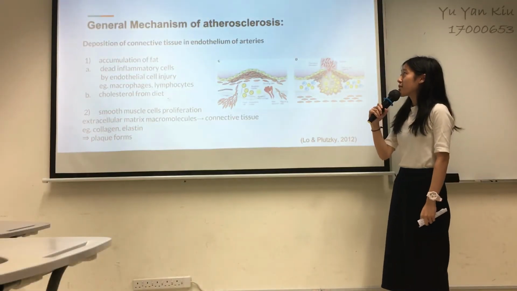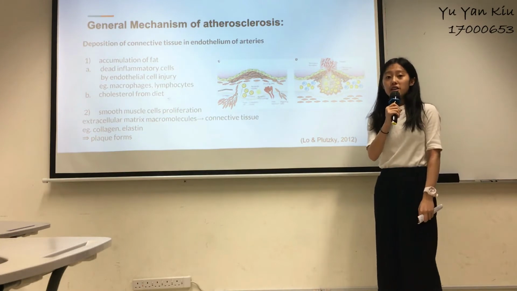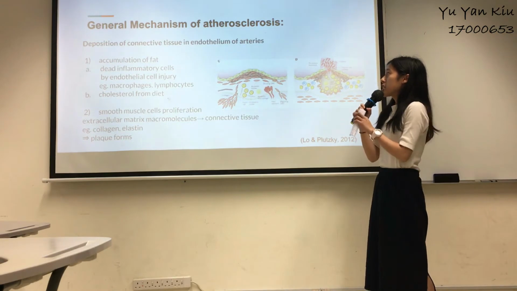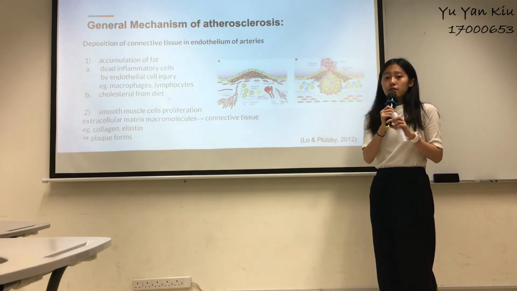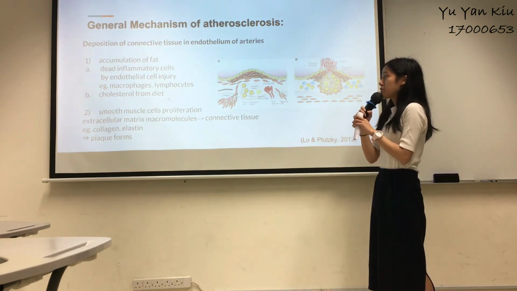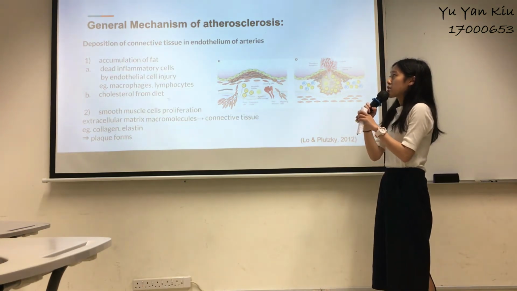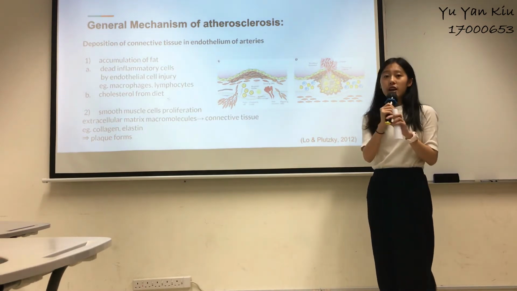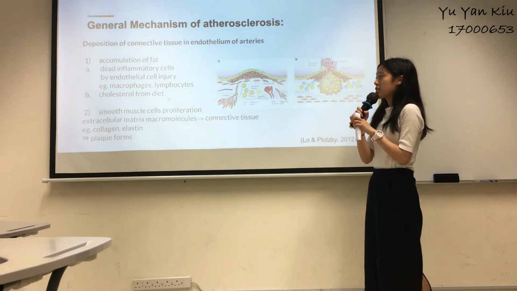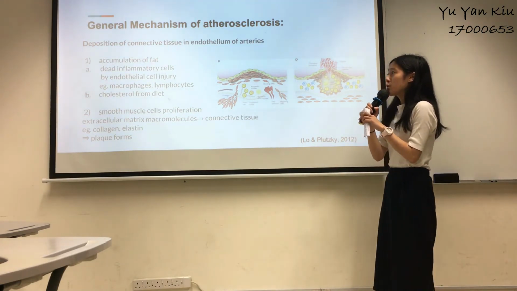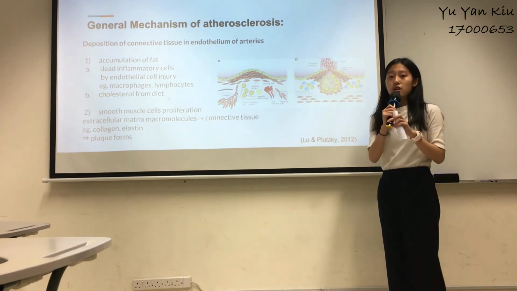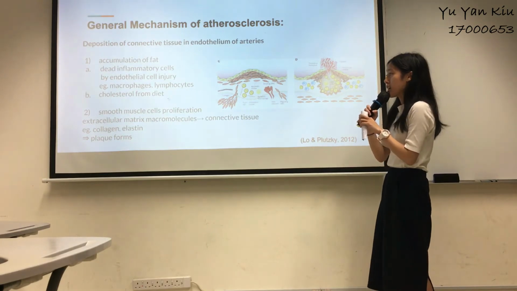The general mechanism of atherosclerosis will be mentioned as follows. It is mainly because of the deposition of connective tissue in the endothelium of arteries. The first reason is the accumulation of fat. Some dead inflammatory cells will accumulate in the endothelium because of endothelial cell injury. The inflammatory cells such as macrophages or lymphocytes will die and finally be left in the endothelium as fatty tissues, so they will accumulate along the endothelium.